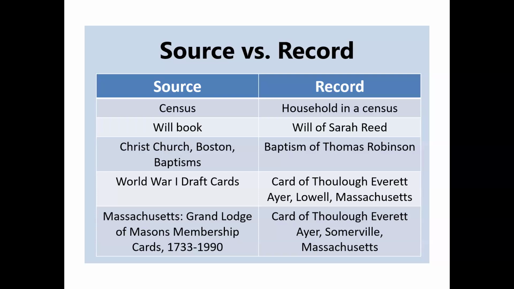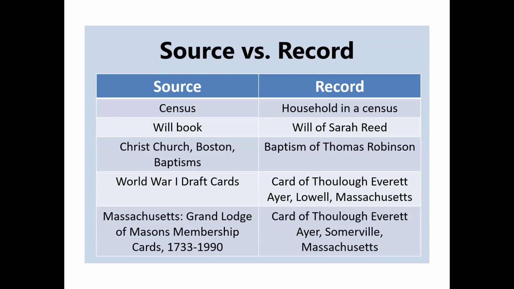So comparing sources and records, the source would be the census, whether it's 1850, 1920. The source is the census. The record is a specific household within that census. Likewise, if you're dealing with a will book, the wills, the probate records, those are your source, but the will of, in my example here, Sarah Reed, is your record because it's the very specific item that deals with, in this case, Sarah Reed. Similarly with church records, Christ Church Boston baptisms, that is our source. The record would be the baptism of Thomas Robinson.